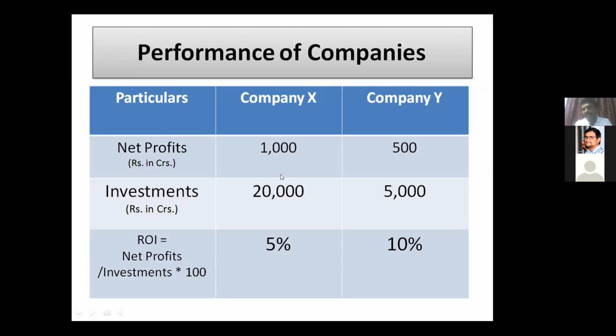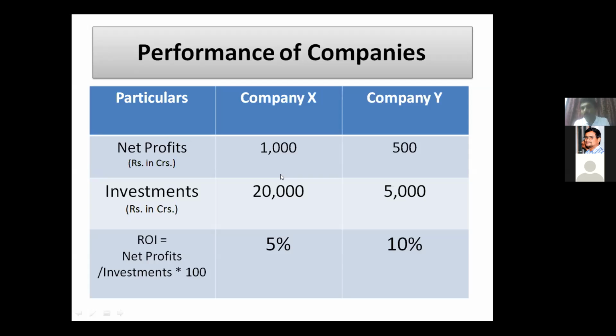Because now return on investment shows only one angle, that is profitability. But profit is not everything. We need to look at the performance of the company from various angles. So that is what is done in management accounting. This is the introduction of management accounting. So ROI is a financial ratio, and ratio is a tool of financial analysis used in management accounting.